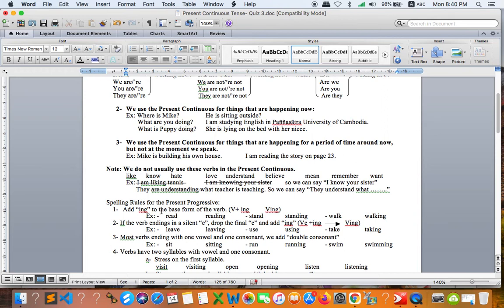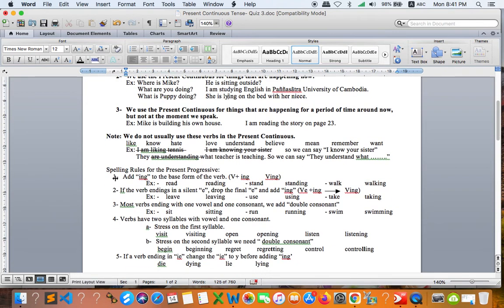We have some spelling rules as well when it comes to present continuous, or in other words, present progressive. Let's begin with number 1: add ing to the base form of the verb. In order to form ing, mostly we just add ing, like read and reading, stand and standing. Mostly you just add ing.